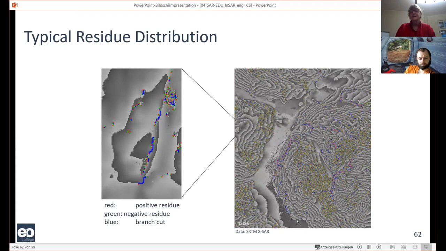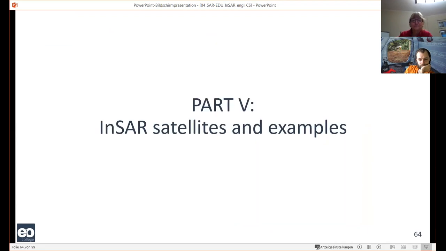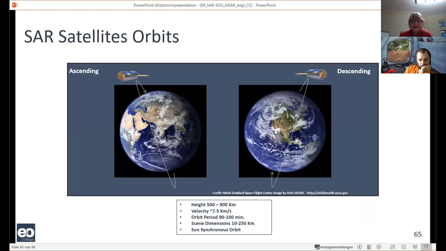Because eventually the whole purpose was to produce a nice elevation model. So these are, of course, problems the radar engineers had to deal with, how to program to come to a nice result. So residuals in nature, this is an example from the great Escher paintings. Okay, we move on to the next part, InSAR satellites and examples.